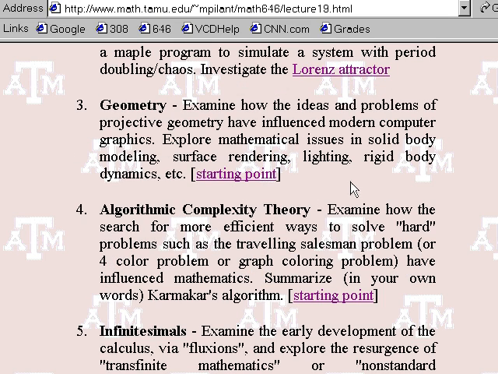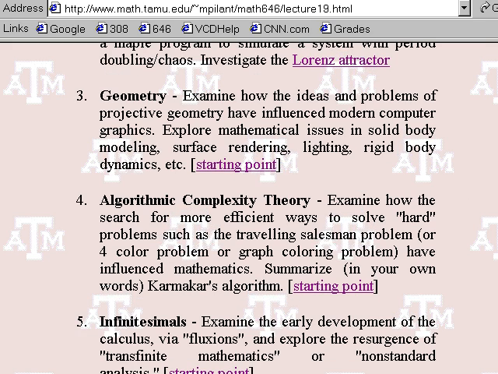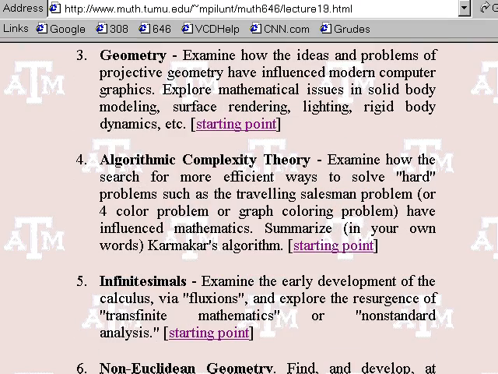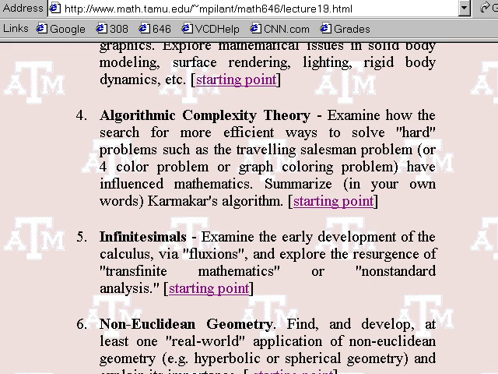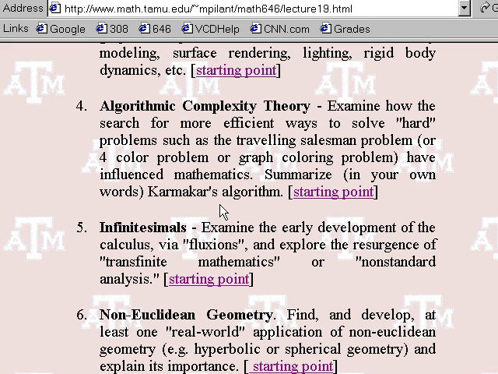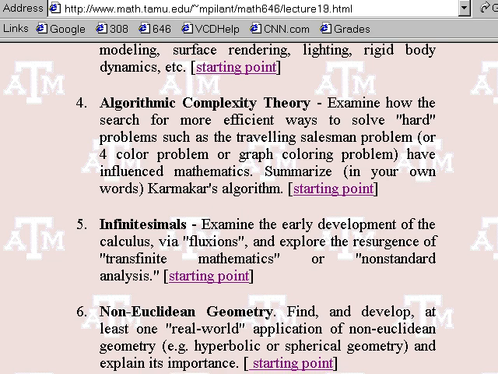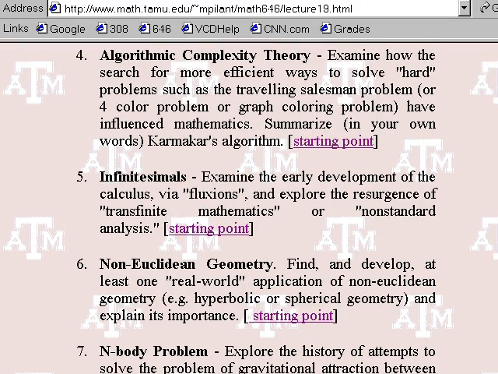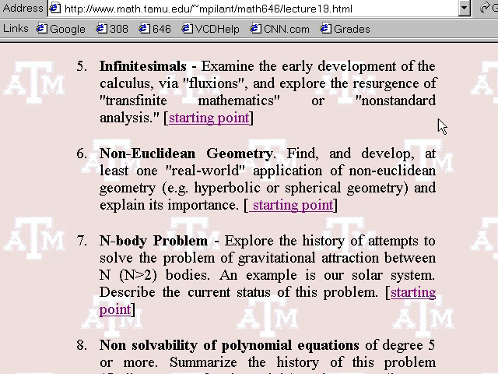Geometry, there's a lot of open problems in geometry, and this particular one, it just relates a classical discipline of mathematics, projective geometry, and how it relates to a branch of computer science, surface representations, and also graphics. Algorithmic complexity, Karmarkar's algorithm has attracted a lot of interest about 15 years ago as an alternative to the simplex algorithm. Infinitesimals, this is a very early development, kind of fell out of favor and then was resurrected about 20 years ago as non-standard analysis and transfinite numbers.